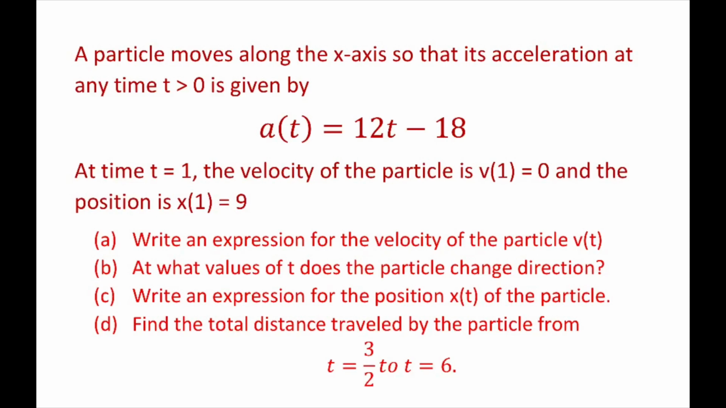And we have to answer these 4 questions: write an expression for the velocity, and at what values of t does the particle change direction; write an expression for the position, x(t), of the particle; and find the total distance traveled by the particle from t equals 3/2 to t equals 6. So let's start with the first part. We have to write the expression for the velocity of the particle, v(t).